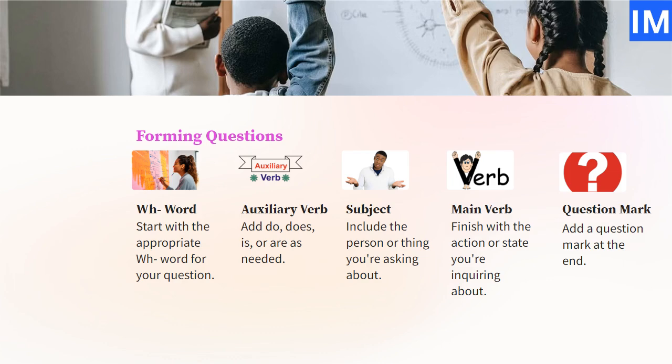Now, we are using these WH words, but maybe some of you might not know how the questions are formed. Let's break down how to form a WH question. Let's start with the appropriate WH word for your question. Then add the auxiliary verbs such as do, does, is, or are. Then include the subject, which is a person or thing you are asking about. Follow with the main verb describing the action or state and finish with a question mark.